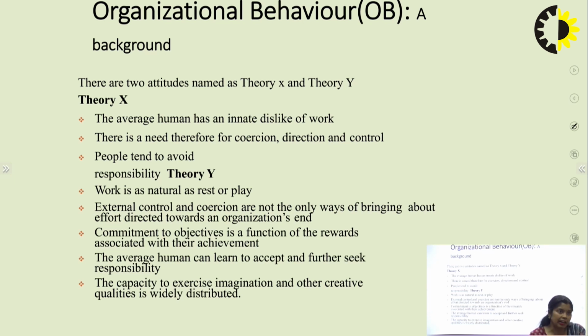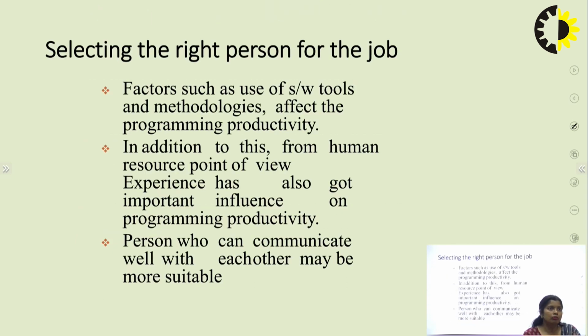Then Theory Y says that if you are getting rewarded, a human can learn to accept and further seek responsibility, and they also try to do hard work, and imagination and other creative qualities are also widely distributed. So how, in the Taylorist model, there are three factors: selecting the best person for the job.